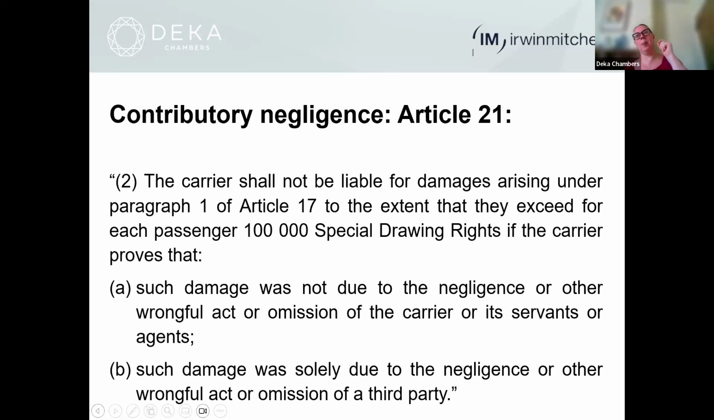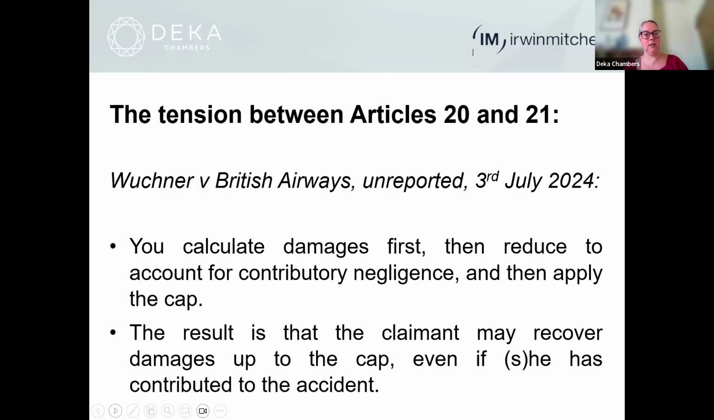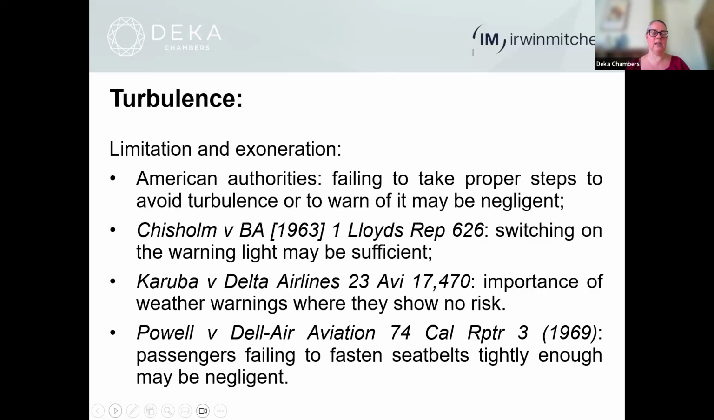But I think the answer to the question is yes, you can. You can, as a carrier, defend these cases. And some of these turbulence cases are actually quite a good example of it. So we've got taking appropriate steps: switching on a warning light may be sufficient. That's a Warsaw Convention case.